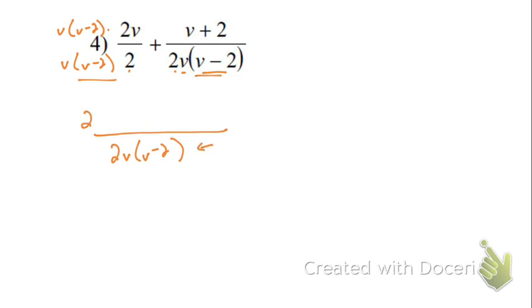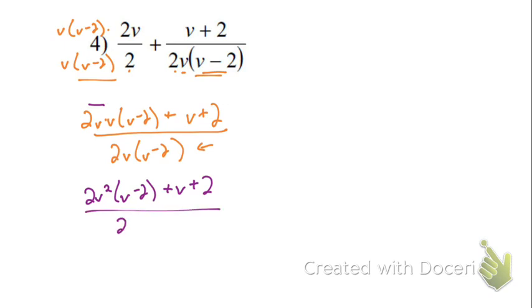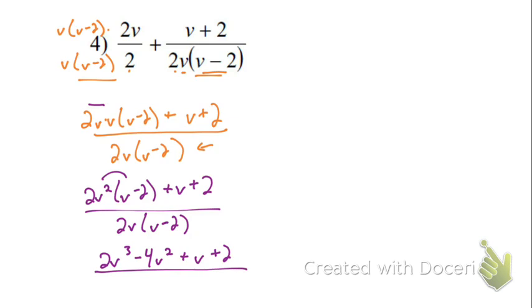Now, up top, I have 2v times v minus 2, plus, and this is v plus 2. All right, don't have to use parentheses when we're adding. Now, it's a simplifying game here. So 2v times v right here is going to be 2v squared, and then v minus 2. All right, so I just did that one little step, baby steps. So this is going to be 2v to the third minus 4v squared plus v plus 2. And that's all over 2v times v minus 2.